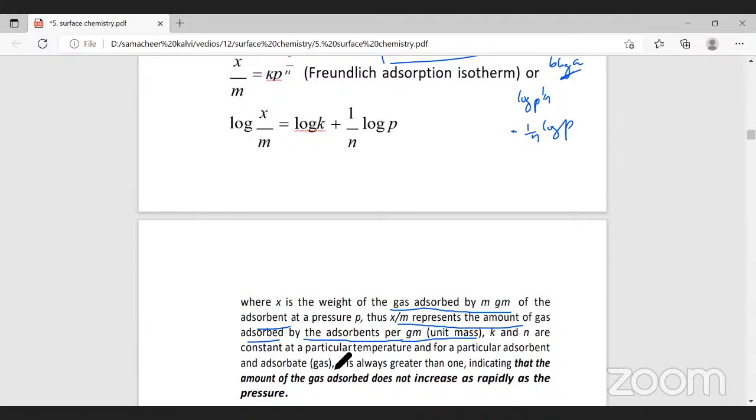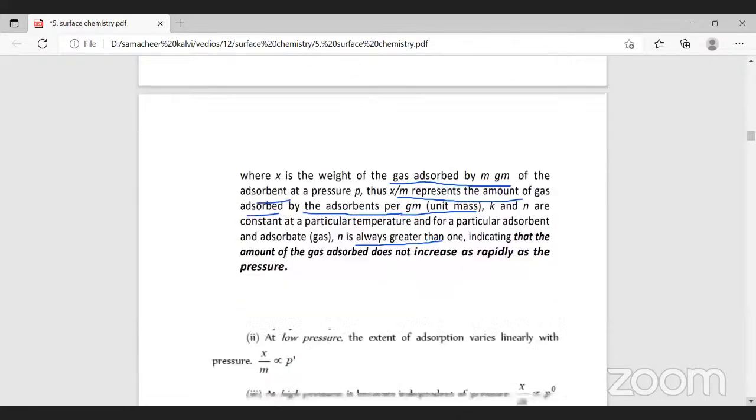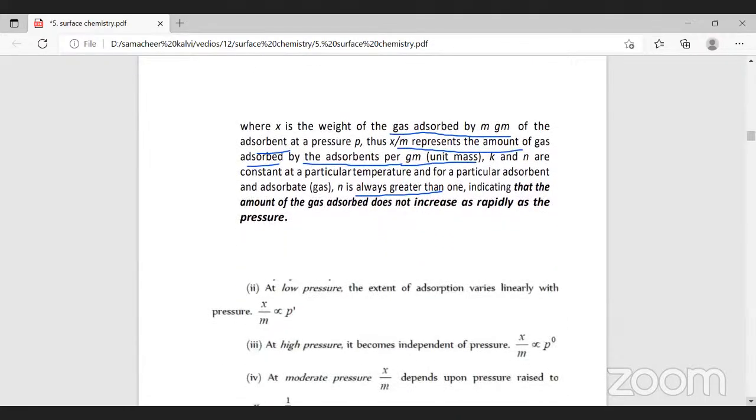K and N are constants at a particular temperature, and for a particular adsorbent and adsorbate gas, N is always greater than 1. N is always greater than 1, indicating that the amount of gas adsorbed does not increase as rapidly as the pressure.